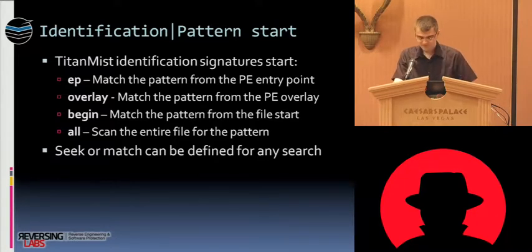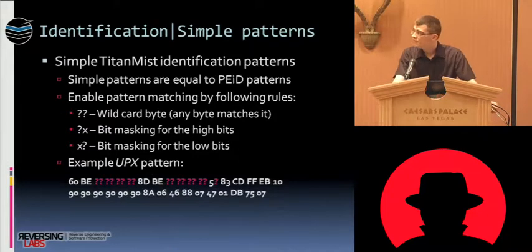from that reference point. Now the simple patterns, if you used PID before, it has the user database which contains lots of these signatures, and the most basic signature type is the one we refer to as the simple one, and it enables you to create a simple pattern that identifies the format. So we can have wildcards which match any byte in the sequence, or you can have bit masking that either matches the high or the low bit. So for example, if you look at the screen, that's the simple UPX pattern that has wildcards for both the byte and the bit masking options.